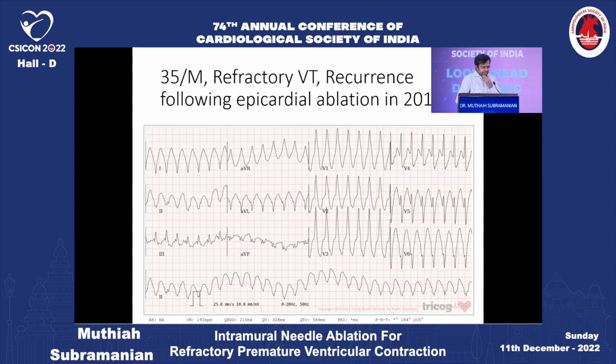So this is a 35-year-old man with refractory VT who had a recurrence following an epicardial ablation. You can see, looking at the QRS, broad, wide QRS, it takes a long time to reach the peak of the R wave. So likely an epicardial substrate. I'll show you the patient's MRI as well. The scar was mostly in the mid lateral wall, the left LV lateral wall region.